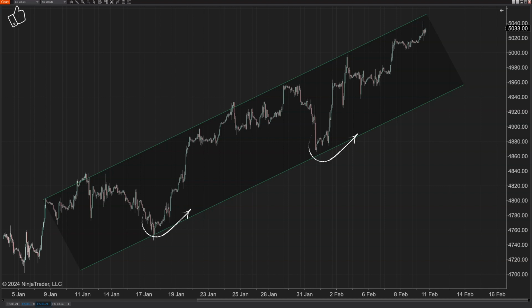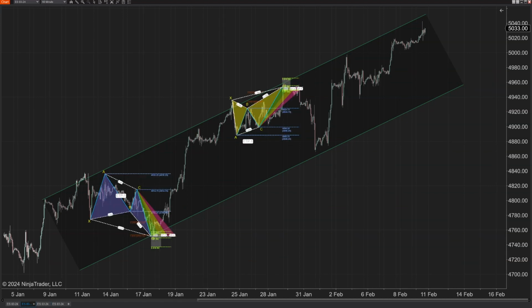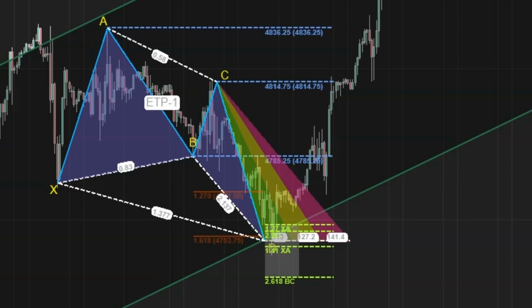Just like a surfer would ride a wave. We want to ride that trend up, and we want to make sure that we're buying those dips. So why not just use a pattern to buy the dip? In this case, we have this ETP1 pattern that is going to allow us to buy the dip. We know that because of the time requirements, we have to enter in the green or the yellow area, and we know that we want to ride that trend up.